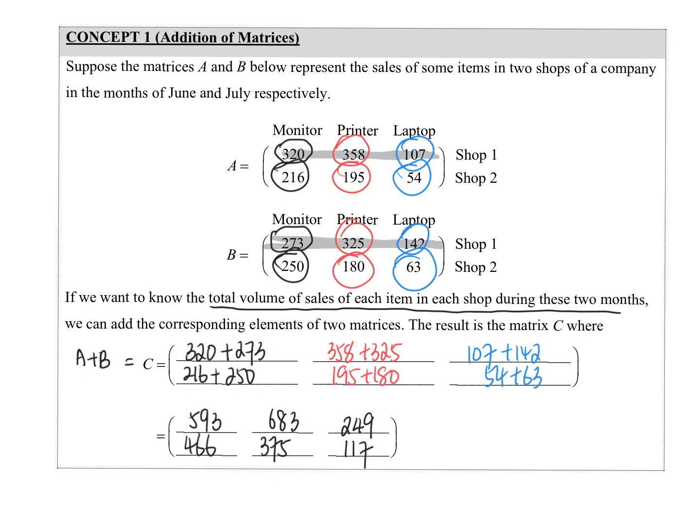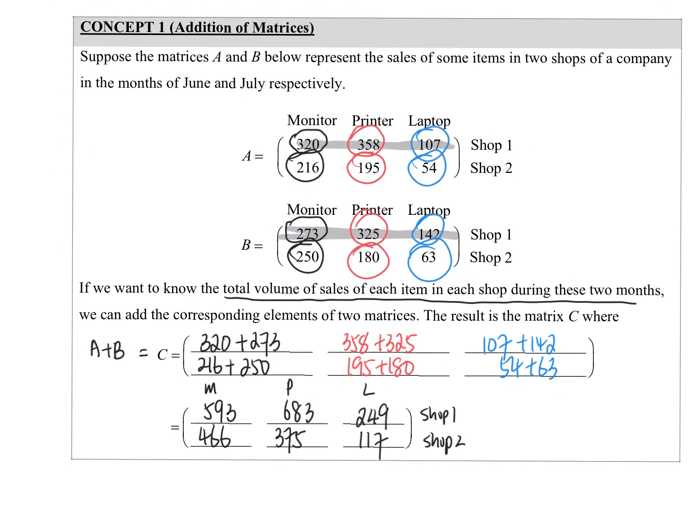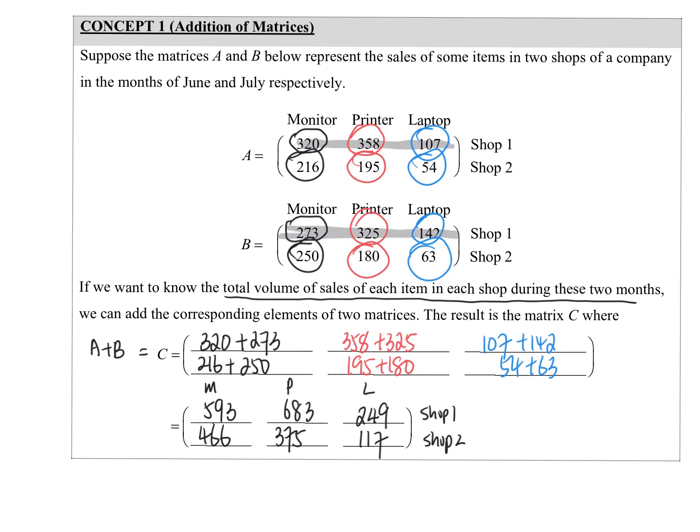Shop 2, shop 3. No, shop 3, just shop 1 and shop 2. So this is monitor, printer, laptop, shop 1, shop 2. So even if I don't write down which shop, what it is, you must know which entry represents what. Okay? So addition is very direct, subtraction is very direct. You just add directly, subtract directly. One to one matching.